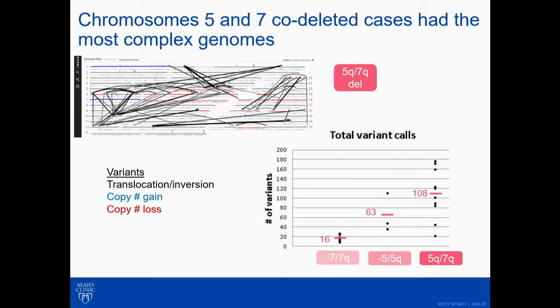So we wanted to further quantify how noisy the genome was. And so Beth painstakingly added all of the variants, and these were identified based on if there was an insertion or inversion, a translocation, or copy number gain or copy number loss. And what you can appreciate is that those with co-deletion of 5q and 7q have the most complex genomes with an average of 108 variants per case versus those that have a monosomy 7 or a deletion of 7q with only 16 events per case.